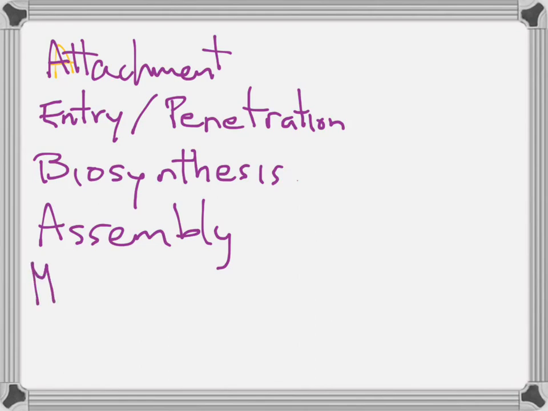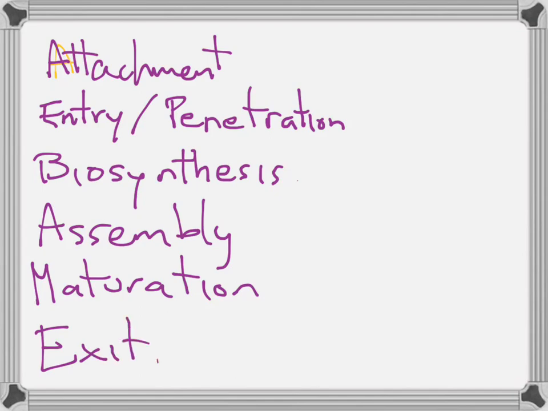We might see in some viruses an additional maturation step where they've got to undergo some additional modifications, breaking down of protein. This is not a step we will talk about. And then finally, exit, sometimes referred to as egress. The goal here is to get out of the cell so that they can infect more. Bacteriophage, the lytic life cycle, will go through these stages in exactly this order.